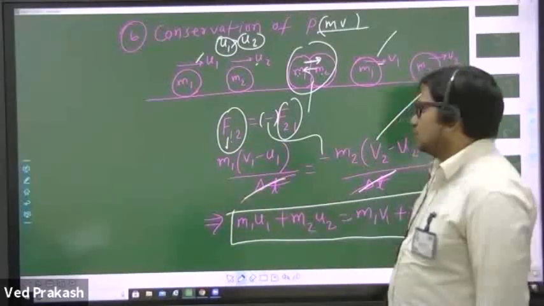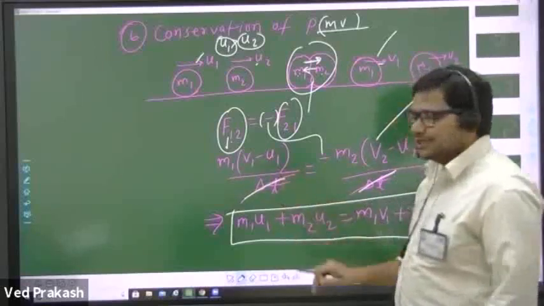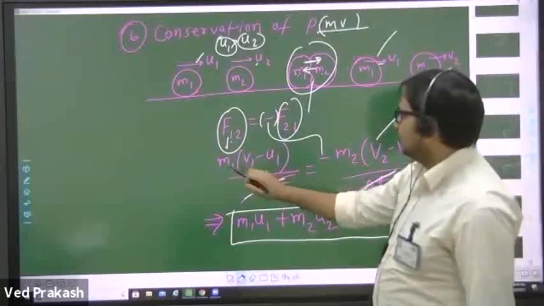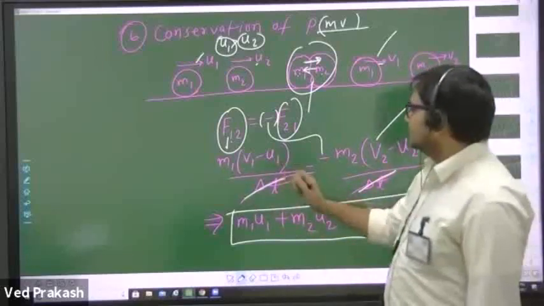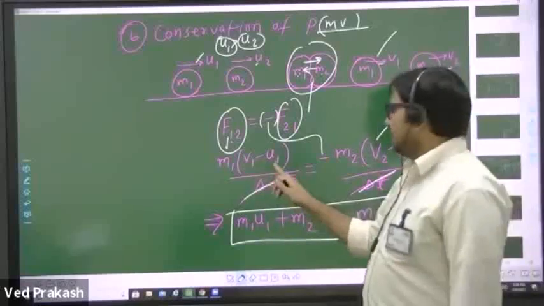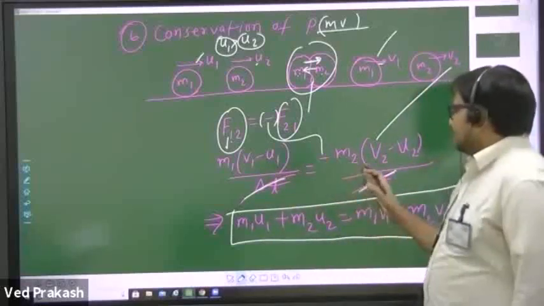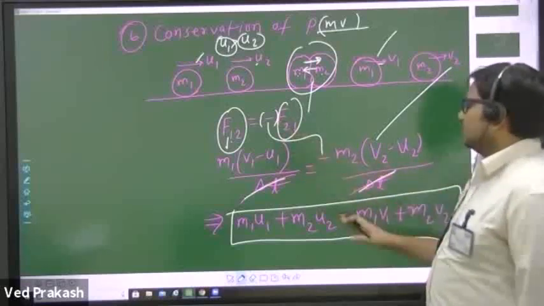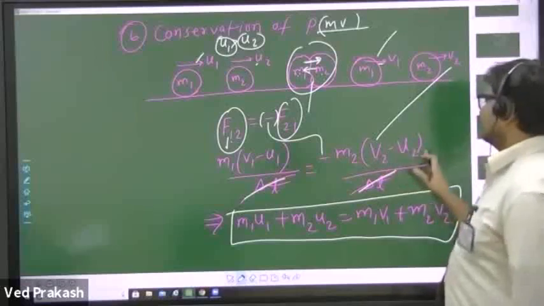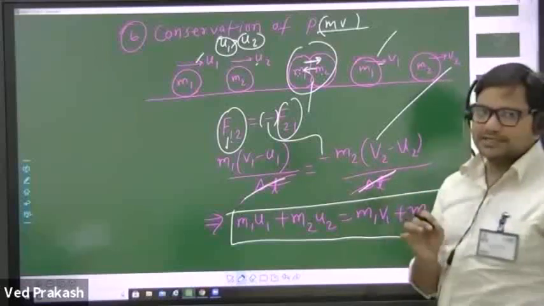If you use Newton's second law to write the force, F equals mass into acceleration, and acceleration is change in velocity upon time. For m1, the final velocity is v1 and initial velocity u1, so (v1 minus u1) upon delta t is the acceleration. For m2, we write m2 times (v2 minus u2) upon the time interval for which the velocity has changed.